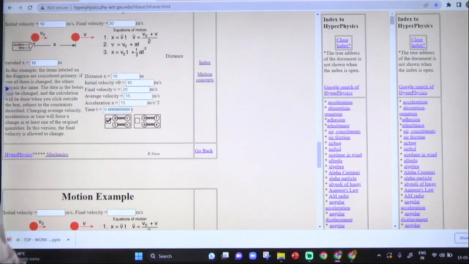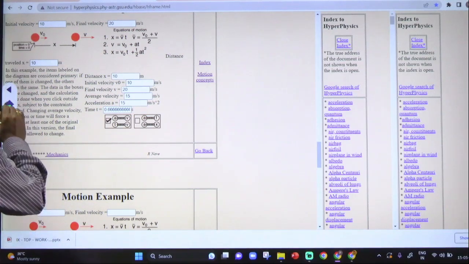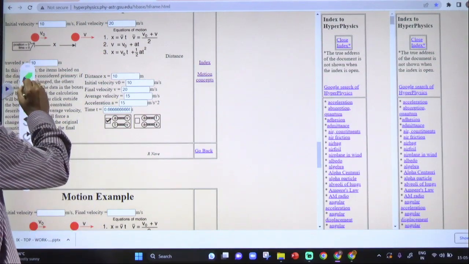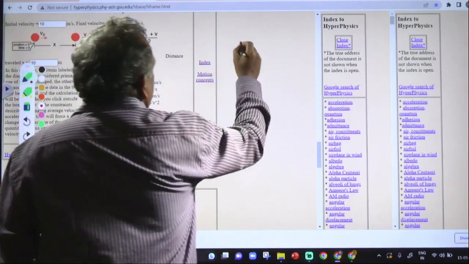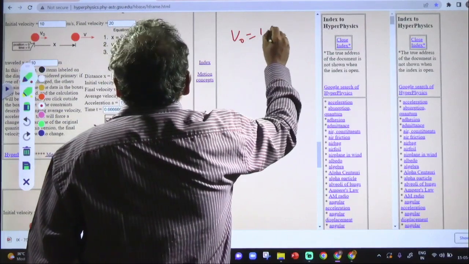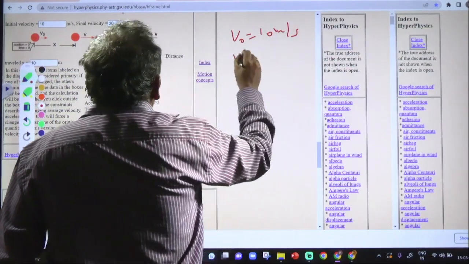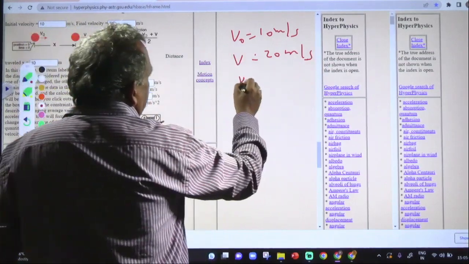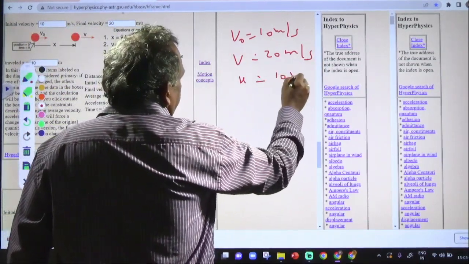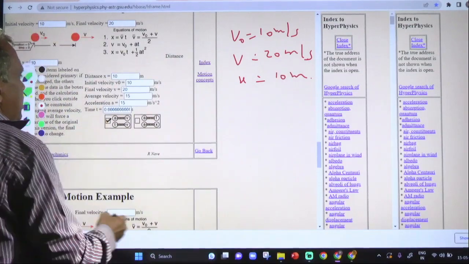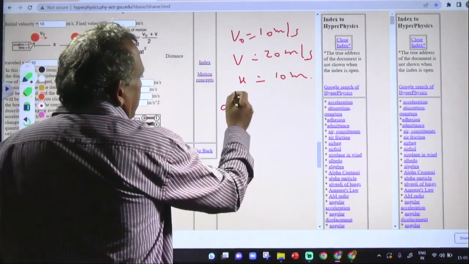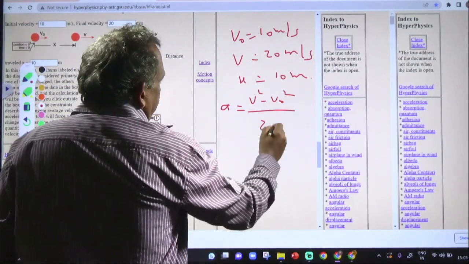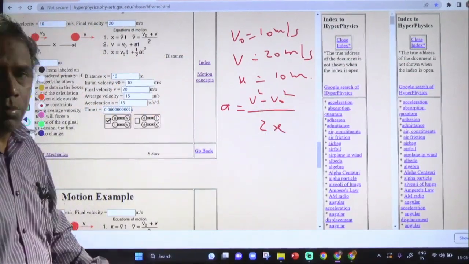See how you got this value, just observe here. Initial velocity is given as 10 meters per second, and final velocity is 20 meters per second. And displacement is 10 meters. So if you want to find acceleration, acceleration is equal to v square minus v naught square upon 2x.